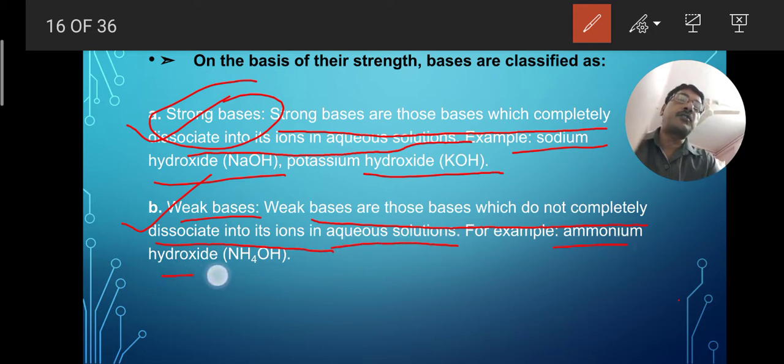Example, ammonium hydroxide. When you dissolve ammonium hydroxide in the water, you will find the hydroxyl ions present here. They will be given out, but the number of hydroxyl ions given out by this ammonium hydroxide solution will be very less, means this kind of base is known as weak base. So we can classify these bases into two categories. One is called the strong base, another is the weak base.